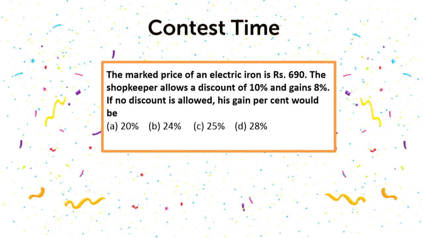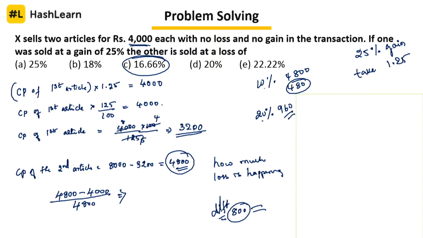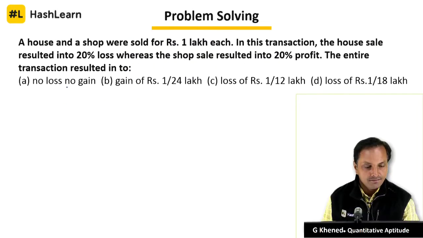Price of an article is 690. The shopkeeper allows a discount of 10% and gains 8%. If no discount is allowed, then his gain percent would be how much? Okay, fine, then let us come back to the next question.